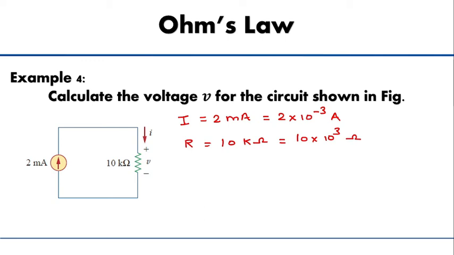across this 10 kilo ohm resistor, which gives you V is equal to I into R according to Ohm's law. Here I is 2 into 10 power minus 3 and R is equal to 10 into 10 power 3, which gives you 20 volt. Therefore, the voltage across the 10 kilo ohm resistor V is equal to 20 volt.